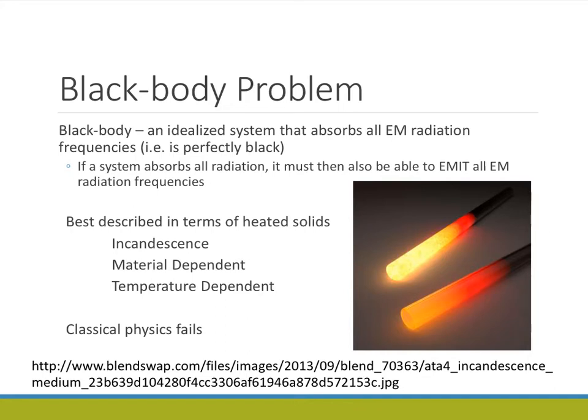If we heat a piece of metal to the point where it starts to glow, we say that it is incandescent. The frequency or the wavelengths of light that it emits are temperature dependent, and they're dependent upon the material. Now, this is a problem. You can read more about it. Wikipedia's got a great article, but very highly technical, on the black body problem. But suffice to say, classical physics fails. It cannot adequately describe the incandescence of materials.